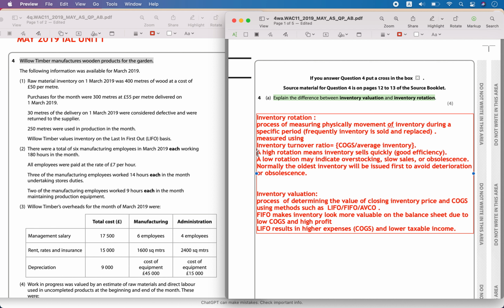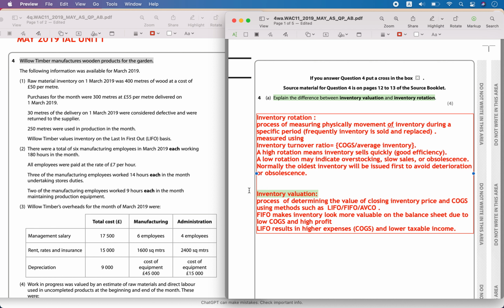A high inventory rotation means you are very efficient and you are able to sell off quickly. A low inventory rotation means you are not able to sell so fast. Usually the method followed is that the oldest inventory is issued first to avoid any deterioration or obsolescence. So inventory rotation measures the capacity of the business to sell and replace back its inventory.